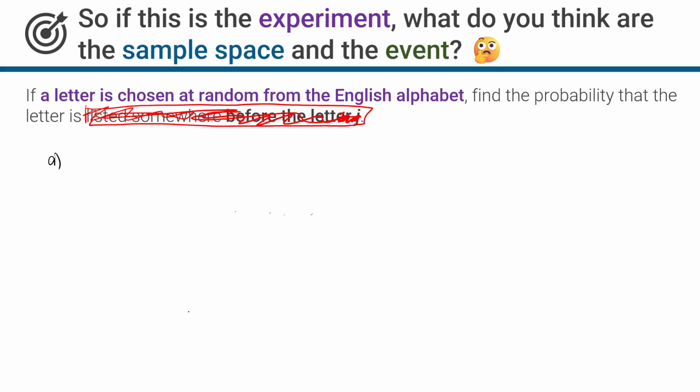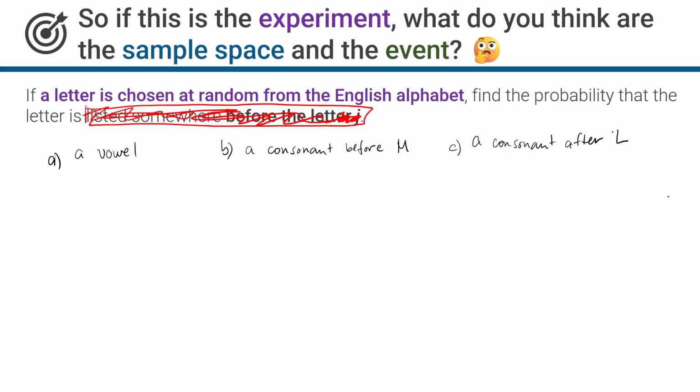The letter is a vowel. And then letter B, a consonant before M. And then C, a consonant after L. Let's say L.